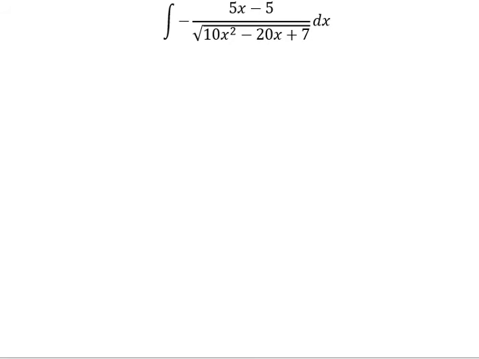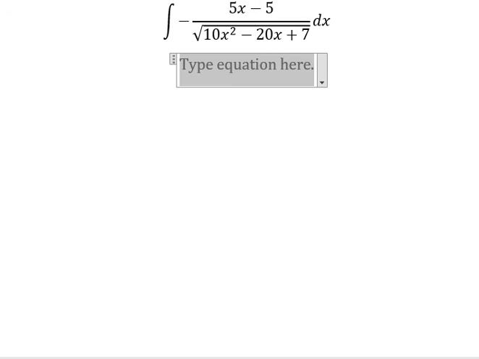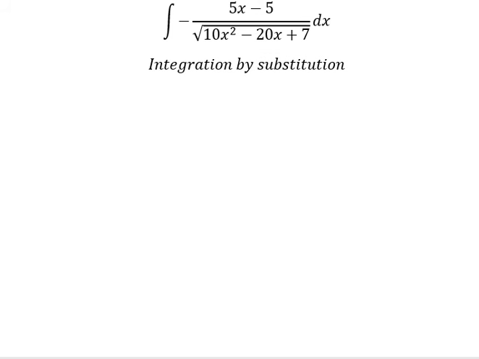Hello everybody. So today I want to talk about calculus, the topic about integration. Now I want to show you how to answer. We can use integration by substitution. So I will put u equals to this one.